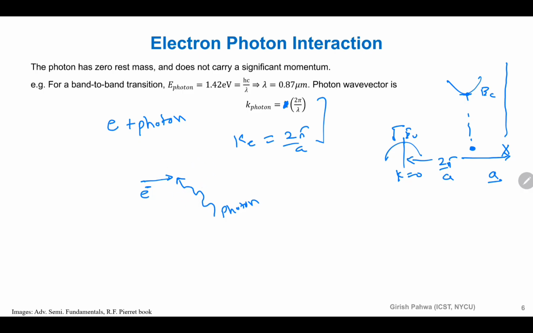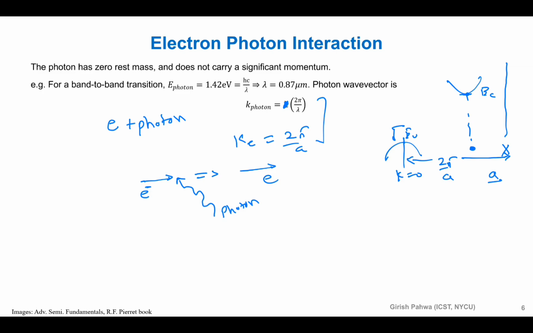Initial momentum has to be equal to the final momentum. But this carries very little momentum compared to this. What will happen? Will it alter the momentum of this? After the interaction, the electron will still move like this, almost in the same direction with roughly the same momentum.